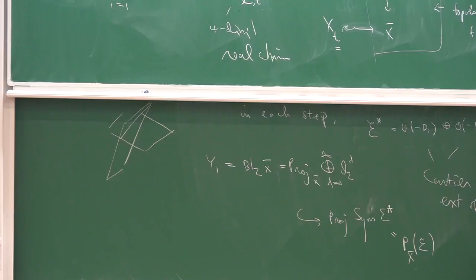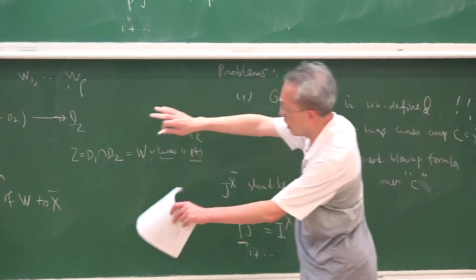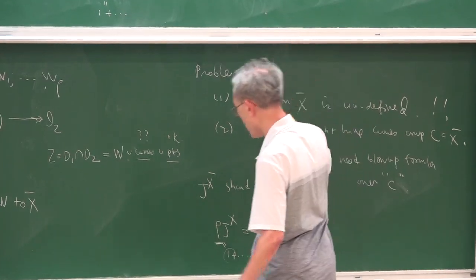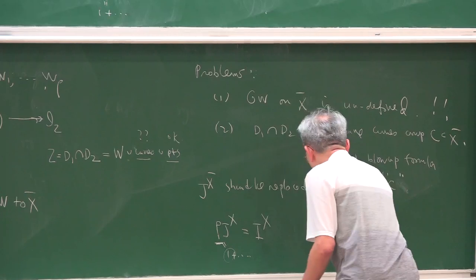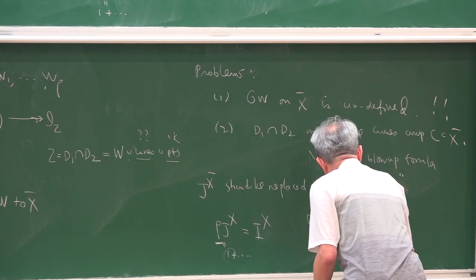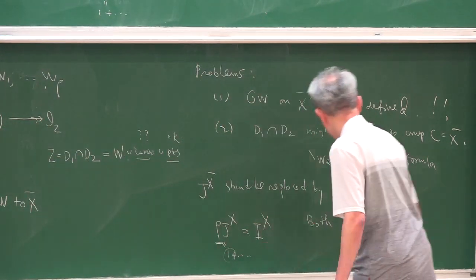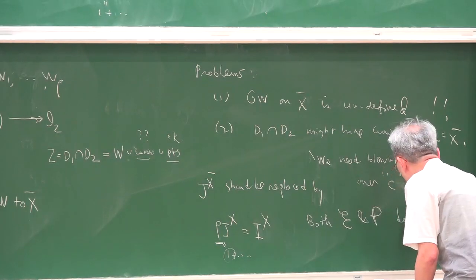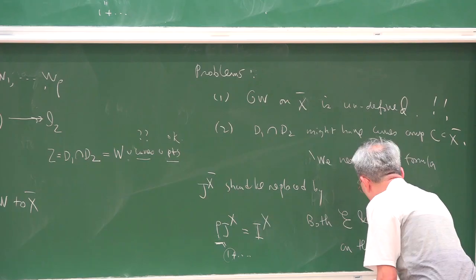So what's the candidate for this P? And according to what I just described, the picture is both E and P. So this vector bundle and this P depend on the very divisors.